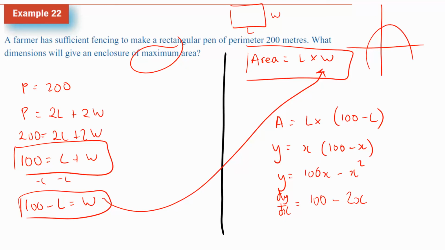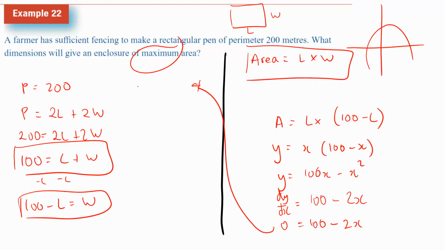So if this is equal to 0, you can now solve for the dimension x, or in this case L. Now let's solve for that. If you minus 100 on both sides, you get minus 100 equals minus 2x. Divide both sides by negative 2. Yeah, 50.